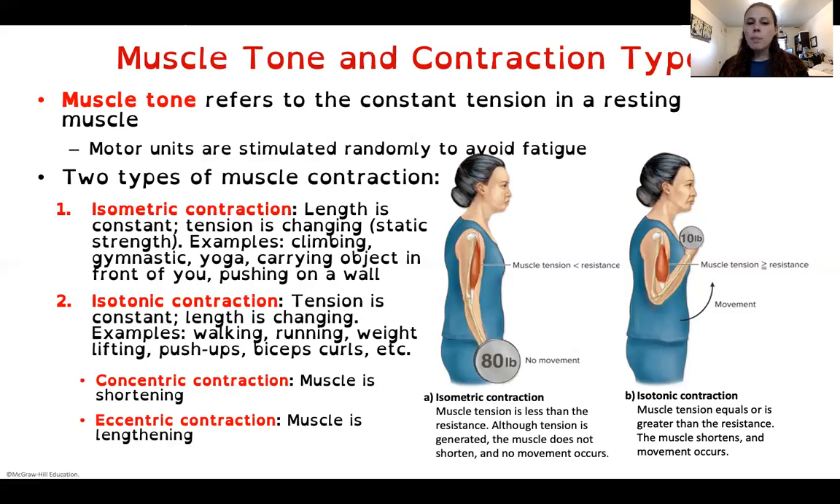While isotonic means that the tension is constant and the length of the muscle is changing. So, for example, when you're lifting weights and doing concentric contraction, which means that you're pulling the weight closer to you, then the length of the muscle is changing. And so this is called isotonic contraction. And usually when we're walking, running, weightlifting, doing push-ups, biceps curls, those are all exercises that require a type of isotonic contraction. Concentric contraction within the isotonic means that the muscle is shortening, while eccentric means that the muscle is lengthening.